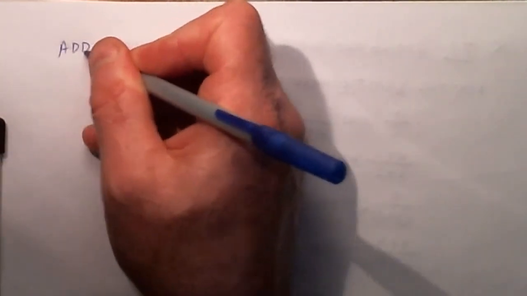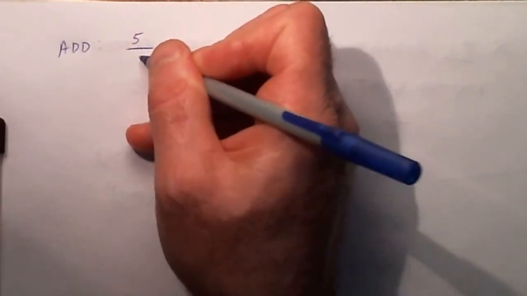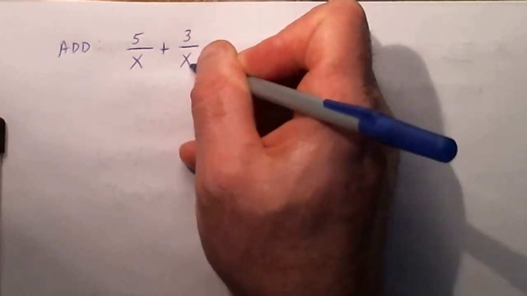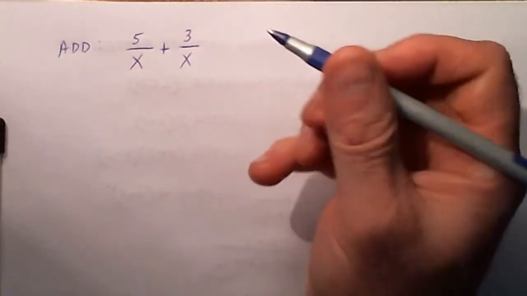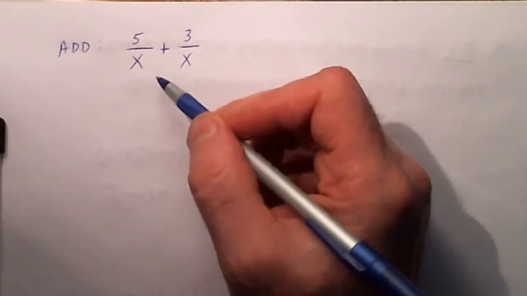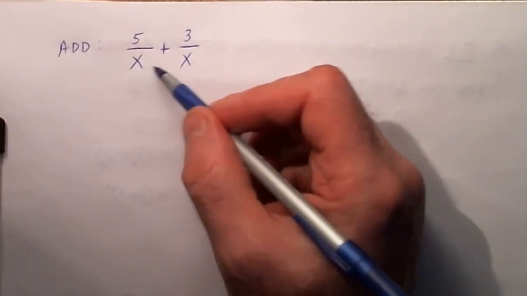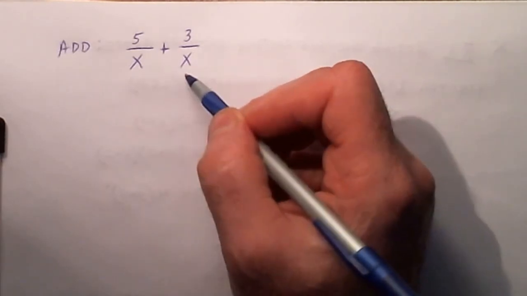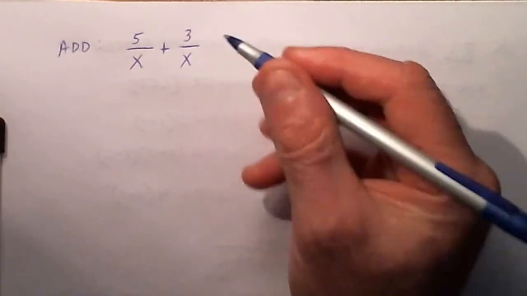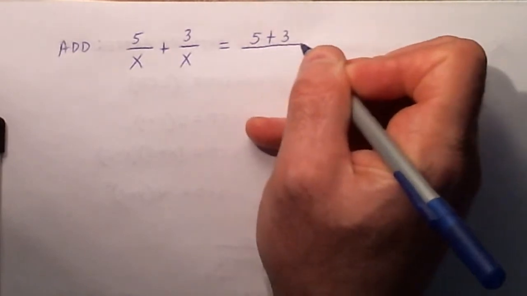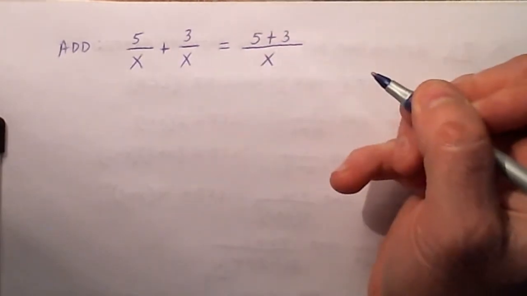Okay, let's just dive right in here. We'll try to add together 5 over x and 3 over x. Now notice that we are blessed here because we already have a common denominator appearing between both rational expressions. And since we already have a common denominator, we don't have to find a least common denominator. All we have to do is just add our numerators together and place that sum over the common denominator.